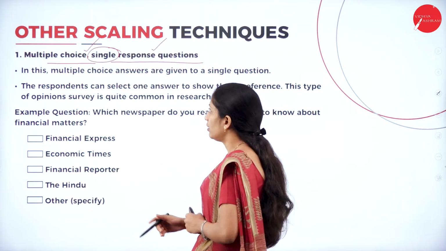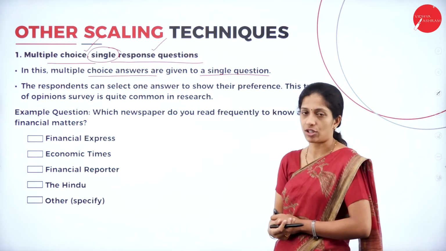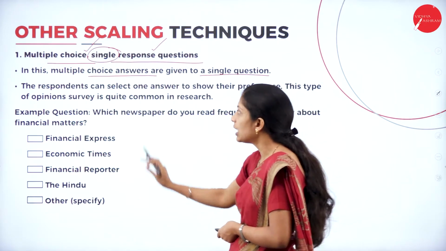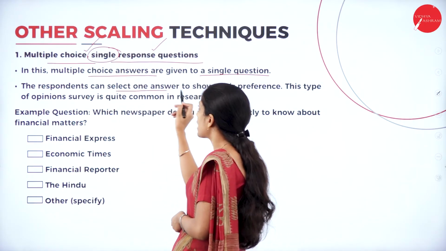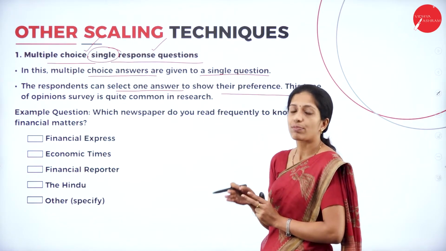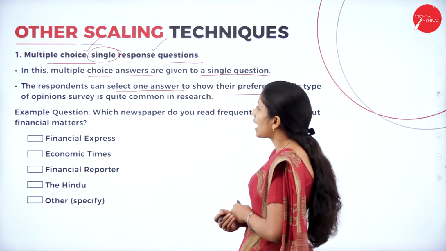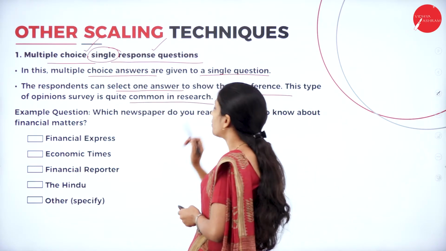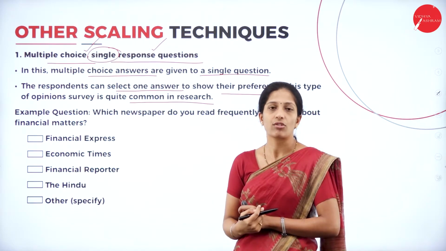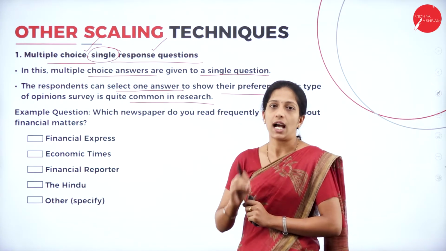questions. So, in this, multiple choice answers are given to a single question. A question will be asked, and in the same way multiple choice options will be given. The respondents can select one answer to show their preference. So here the respondents have a chance to answer only one. This type of opinion survey is quite common in research. So this is common in research. Even in many of the competitive exams also, they tell us to select any one answer.